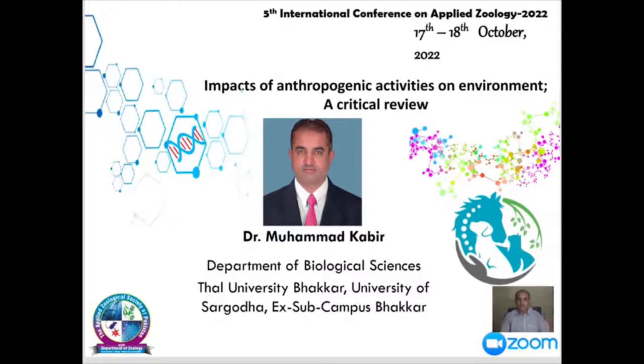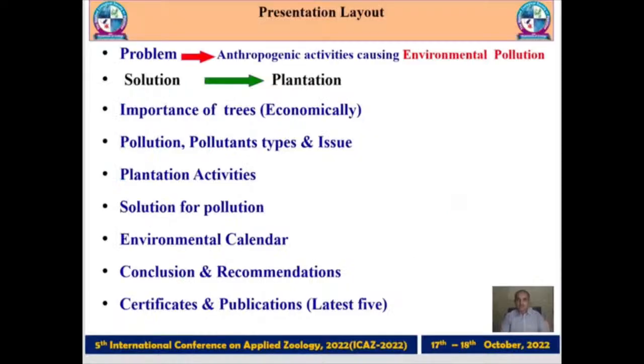Audience, today the topic of my presentation is Impacts of Anthropogenic Activity on Environment, a critical review. As we know, the environment consists of three major components, that is air, water and soil, and all these components are degrading due to anthropogenic activity that includes urbanization, industrialization, transportation and deforestation. So the presentation layout includes the problem, that is anthropogenic activities causing environmental pollution, and its solution, which is plantation: importance of trees economically, pollution, pollutant types and issue, plantation activities, solution for pollution, environmental calendar, conclusion and recommendation, and at the end I will show you some certificates and publications of 2022.